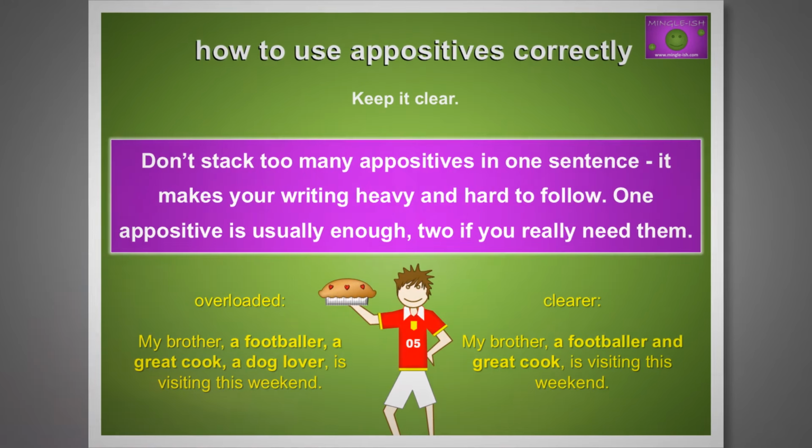Keep it clear. Don't stack too many appositives in one sentence. It makes your writing heavy and hard to follow. One appositive is usually enough. Two if you really need them. "My brother, a footballer, a great cook, a dog lover, is visiting this weekend" is overloaded. "My brother, a footballer and great cook, is visiting this weekend" is clearer.